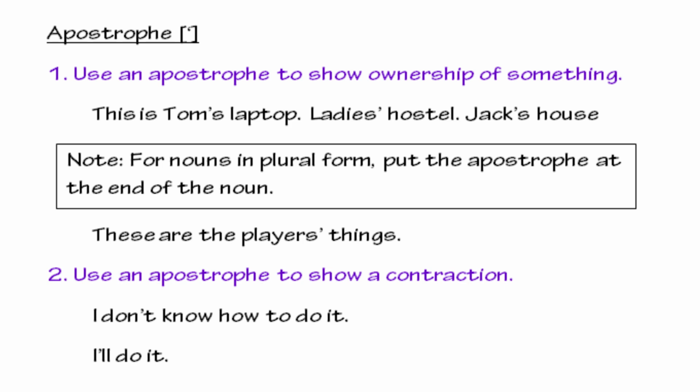Then use an apostrophe to show a contraction. An example sentence is, I don't know how to do it. Here, don't is the contraction of do not. And the next one is, I'll do it. Here, I'll is the contraction of I will. So we use apostrophes to use contractions as well.